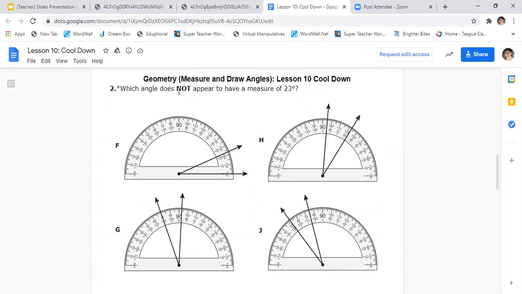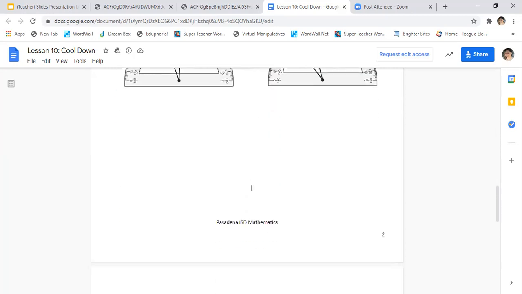Here it's asking you a not question. Which angle does not measure 23 degrees? So your job is to use your highlighter, write down the angle for F, write down the angle for G, H, and J, then check to see which one is not measuring 23 degrees. Use the strategy where you use the outer scale and you subtract.